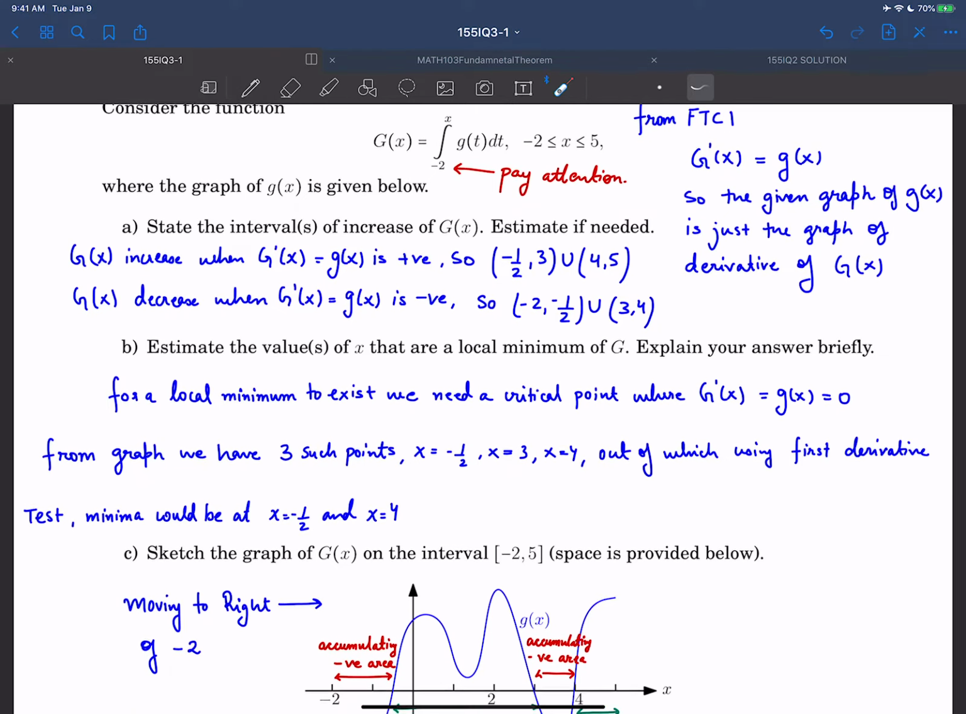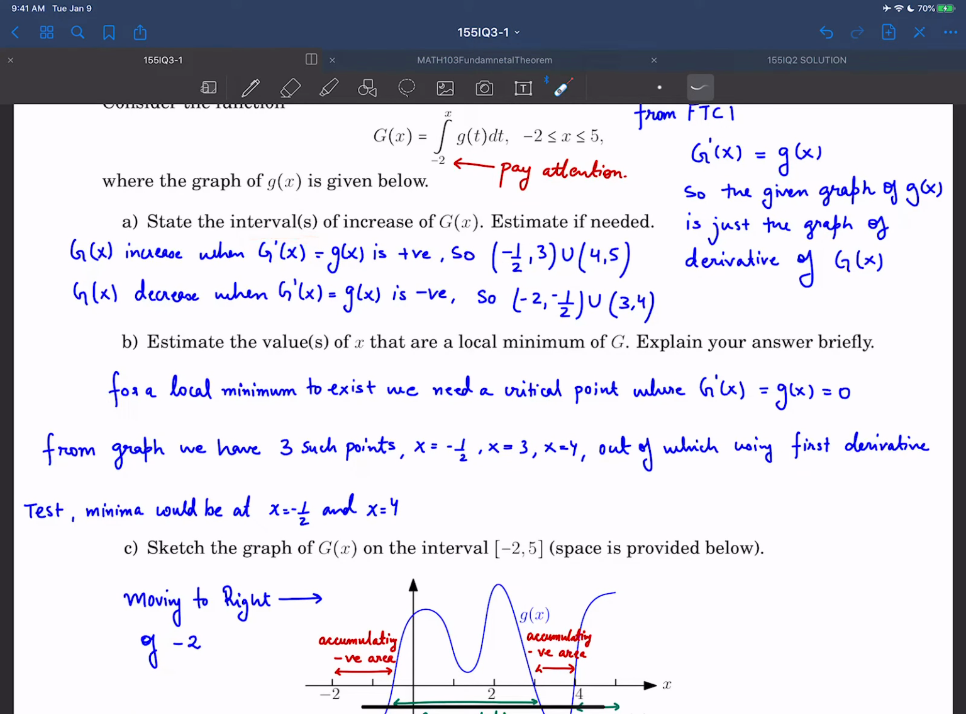Now, the first part of the problem is asking you for the intervals where capital G is increasing. So how do you answer when a function increases or not? You go back to your Calc 1 course, and you'll probably realize that the function is increasing when its derivative is positive. Very straightforward, right? So we're looking for the interval where the derivative of capital G is positive. Because of the fundamental theorem of calculus, we know the derivative of capital G is nothing but the small g function. So all we have to do is look at the graph and see where the function is positive.